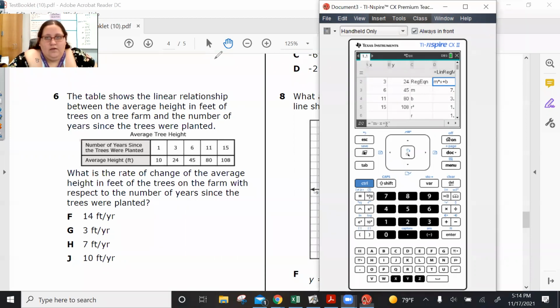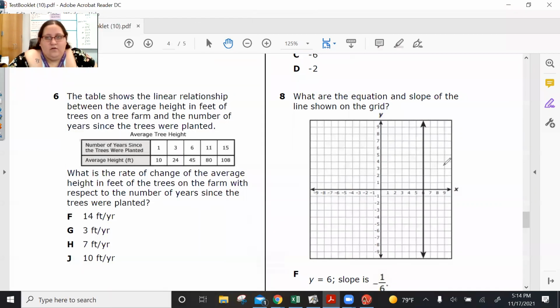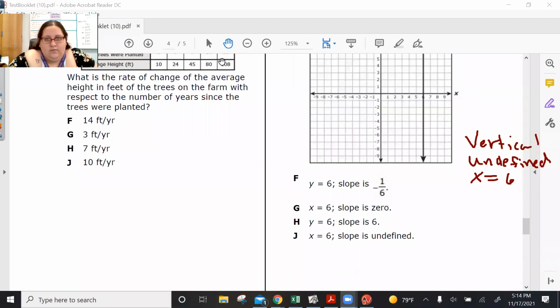Okay. This one says, what is the equation of the slope of the line shown on the grid? So we're going to use this with Hoy-Vux. We know that this is a vertical line. So this means it's Vux. That means it's vertical, undefined, and x equals, x is 6. That's my x value. So we're looking for undefined slope where x equals 6.